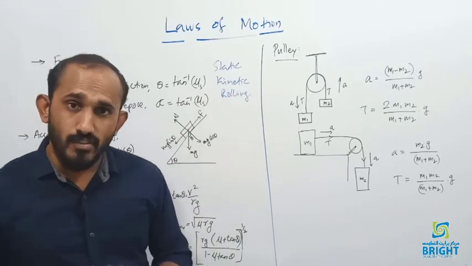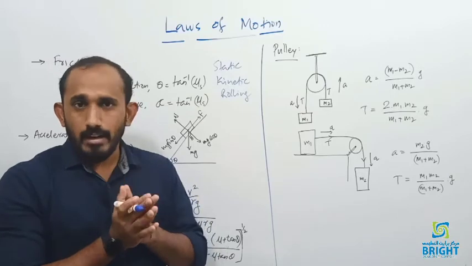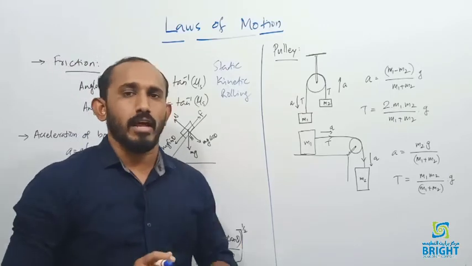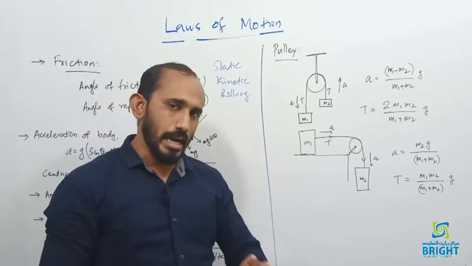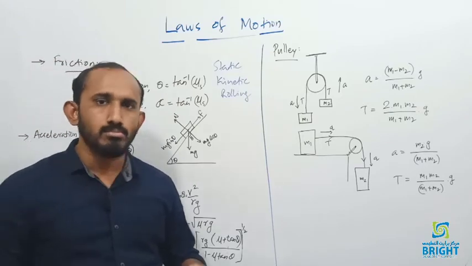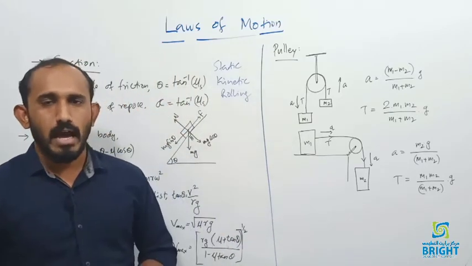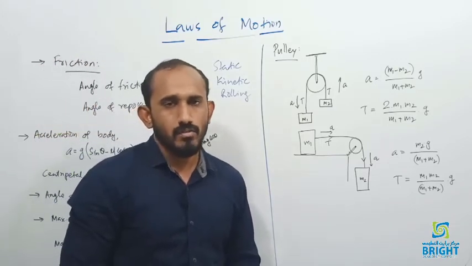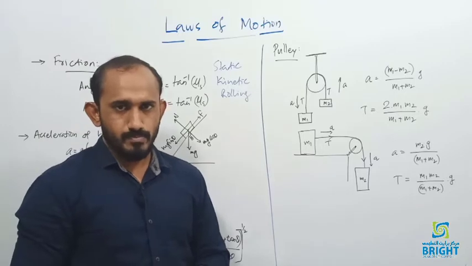Static friction is the friction acting between two surfaces at rest when one is trying to move on another but is not actually moving. That's called static friction. It's a self-adjusting force. As soon as you try to move but the body is not moving, the friction force also increases. And the maximum value of static friction we call limiting friction, or limiting static friction.